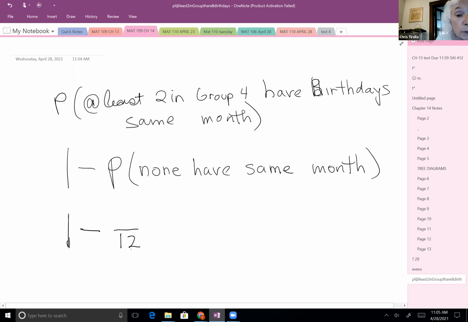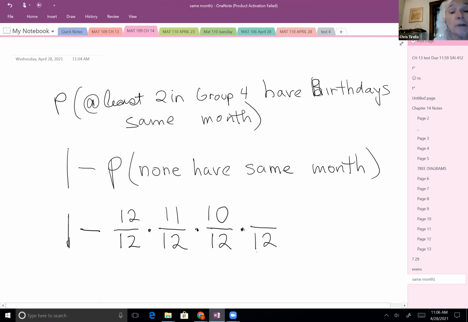The first person could have their birthday in any month. There's still 12 months in the year. But the second person, they have to have a different month. So there's only 11 left to pick from. The third person, there's still 12 months in the year, but they have to have a different month. So they only have 10 left to pick from. And then that fourth person, there's still 12 months in the year, but they can't have any of the same months as the others. So there are only 9 left to pick from.